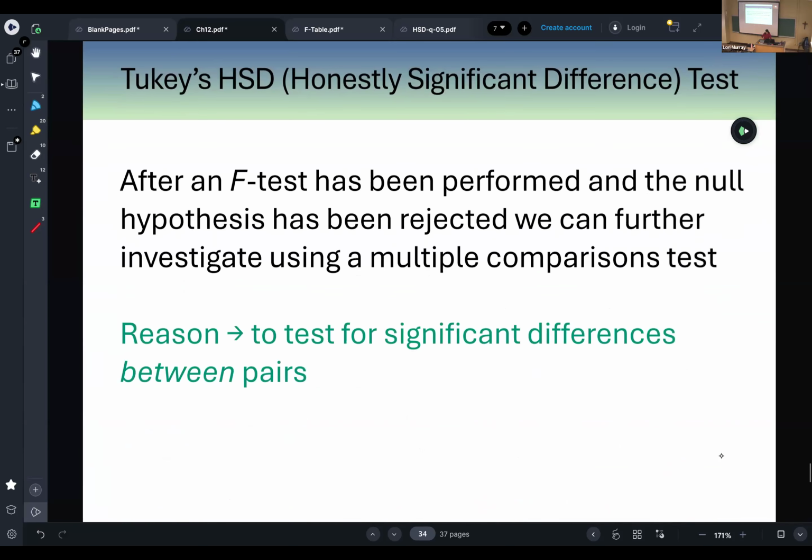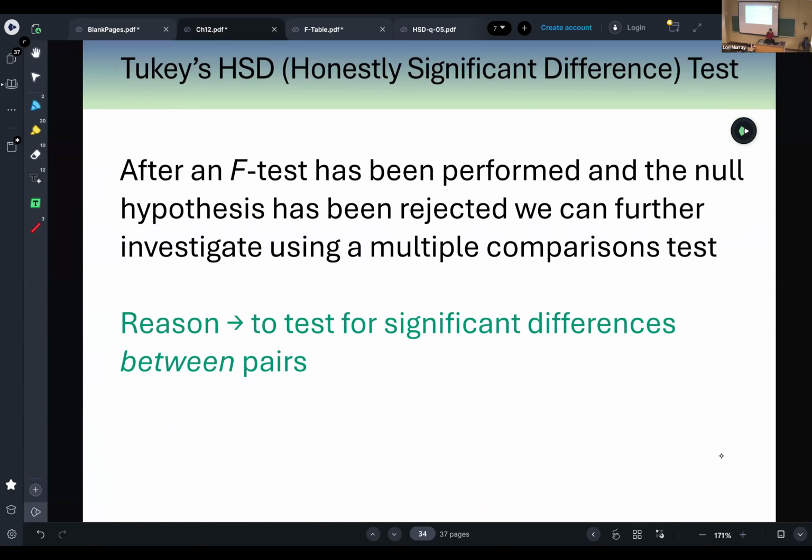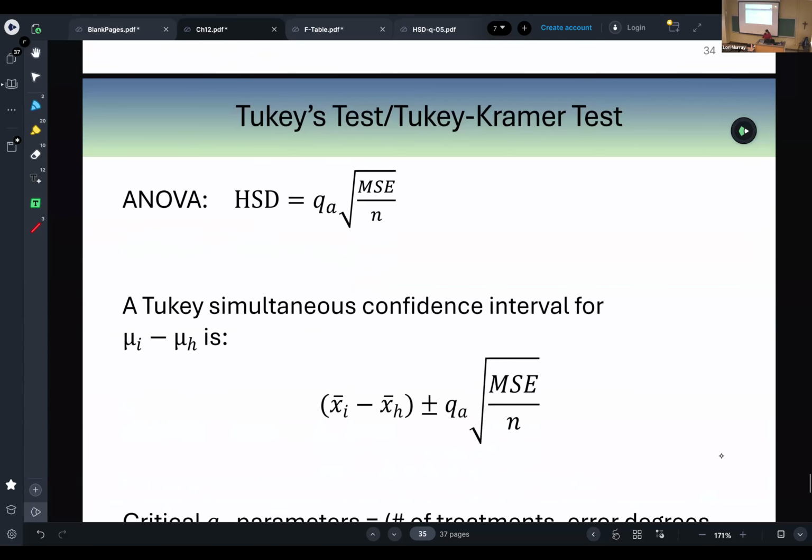And there's one last thing in this chapter. It's called Tukey. Now, Tukey is the same statistician who invented the box plot, the Tukey box plot. So he came up with this HSD, the honestly significant difference test. After the F test has been performed, and if we reject the null hypothesis, we can further investigate with this test. So this is like a post-test, if you will. The reason is we're going to test for significant differences between pairs. And this is how you do it.